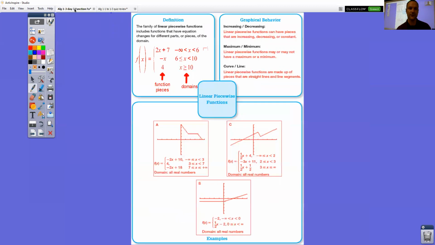With the piecewise function, we can't really graph these on the calculator, but it's going to be this zigzag of parts and pieces. And that is the lesson for today.